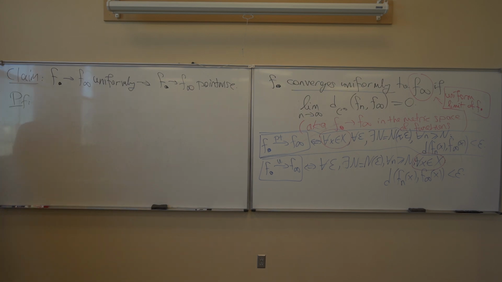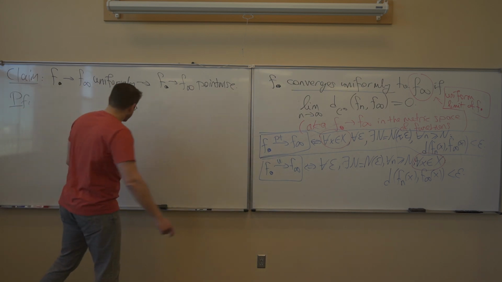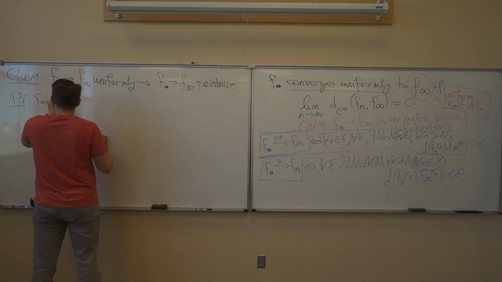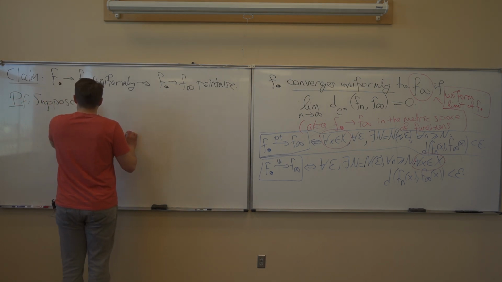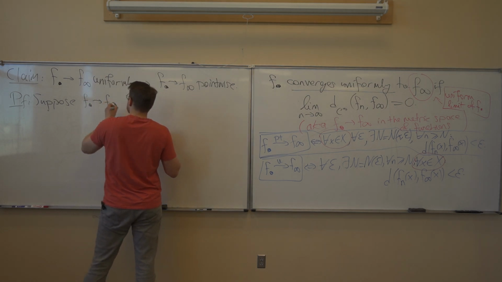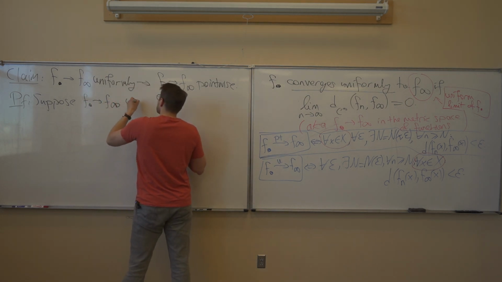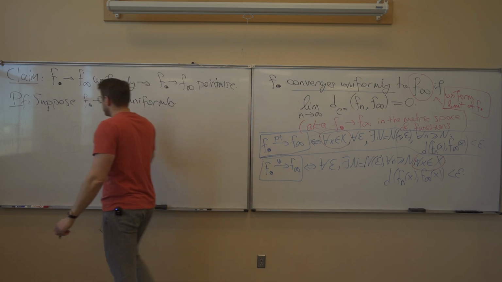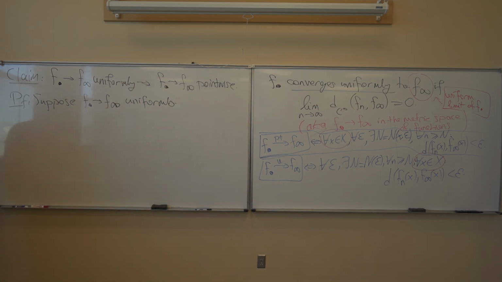Now I'm assuming that f bullet converges to f infinity. So suppose f bullet converges to f infinity uniformly. What do I want? I want that f bullet converges to f infinity pointwise.